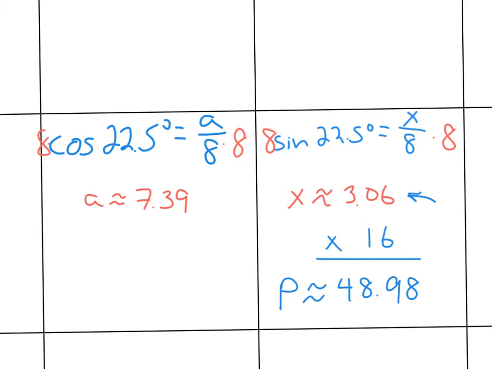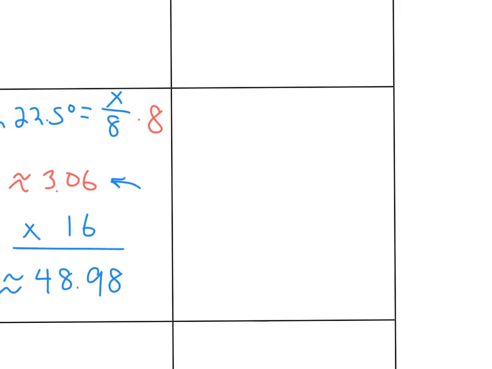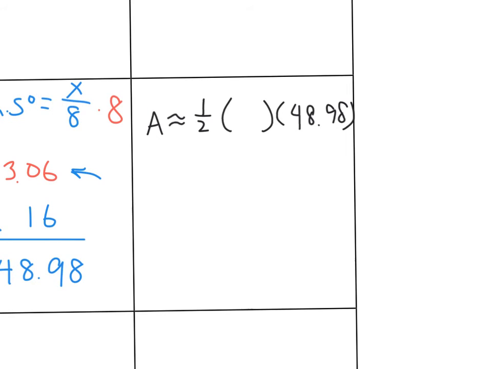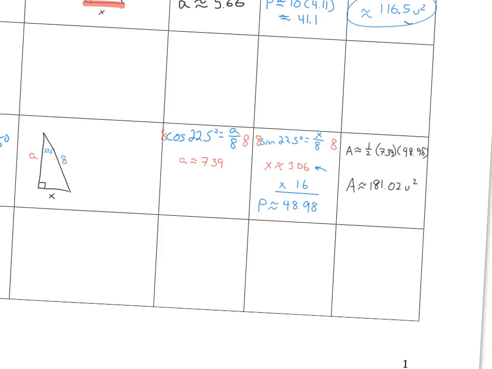Now I'm going to keep these in my calculator, and just to show work, I'm going to substitute things in. So A is approximately 1/2 times 48.98 times the apothem, 7.39. And finally, to get 181.02 square units.